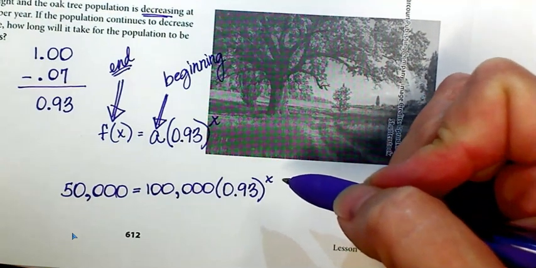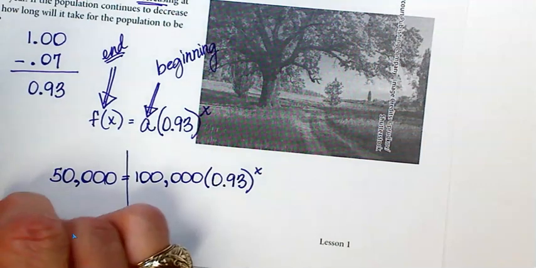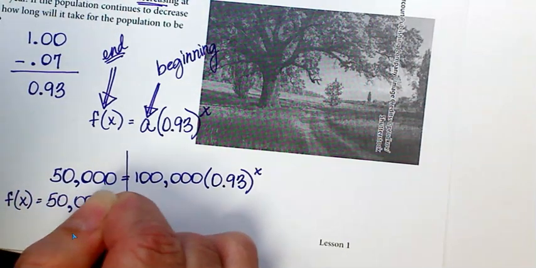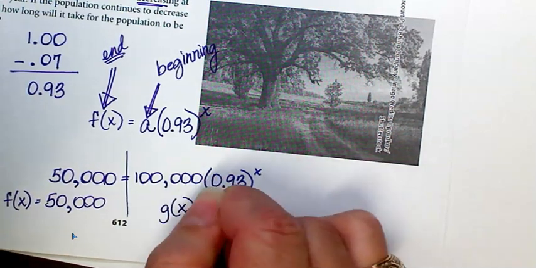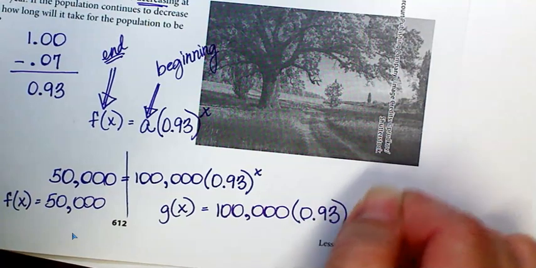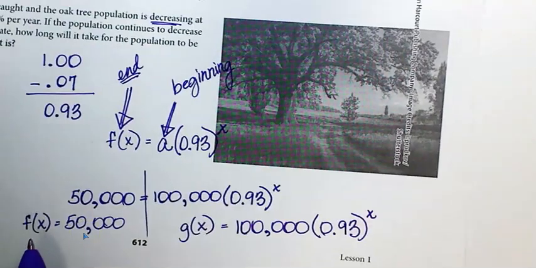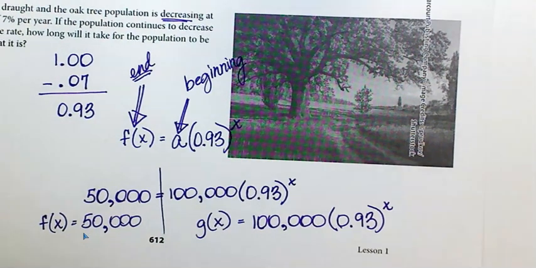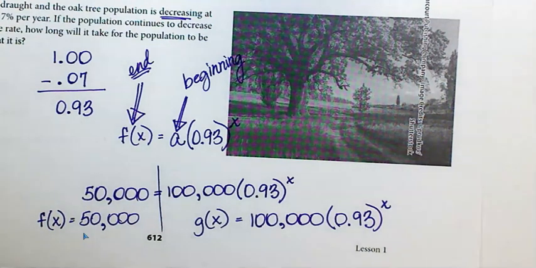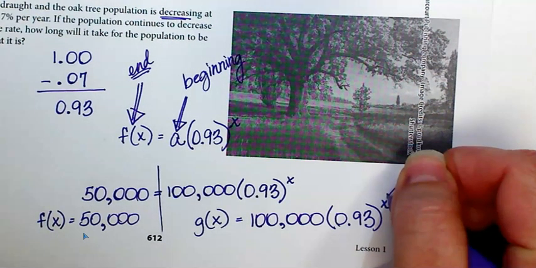So what we're going to do is use that graphing strategy, and we're basically going to break this into two equations. So we can say our first equation, we'll just call it f of x, is equal to 50,000. And then we'll call this one g of x is equal to 100,000 times 0.93 raised to the x power. And now you're going to grab your calculator and enter both of those lines into your y equals button. Make sure to pay attention to what your window settings need to be to deal with these numbers. We're going to graph both of those lines, and then find where those lines intersect. And that is going to be the x value that we need.